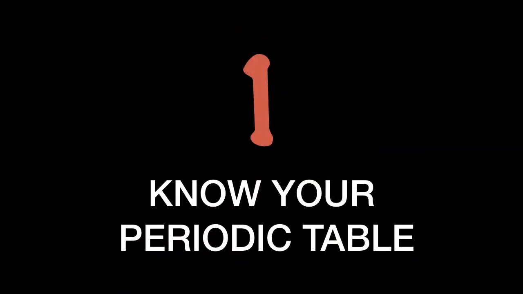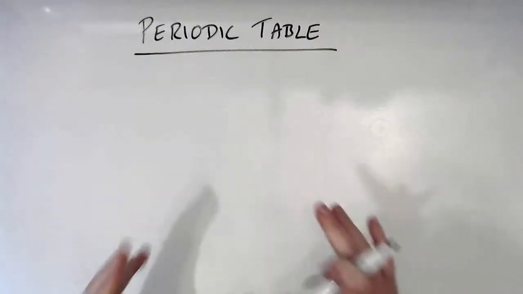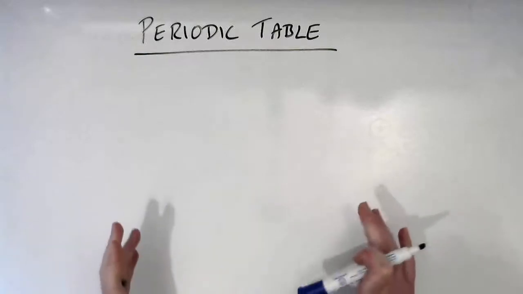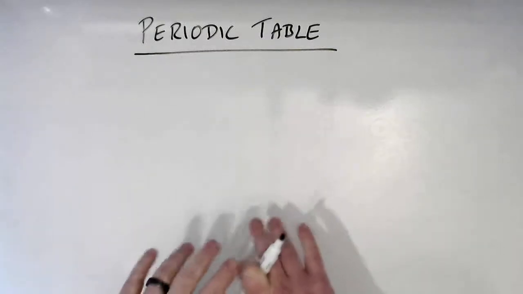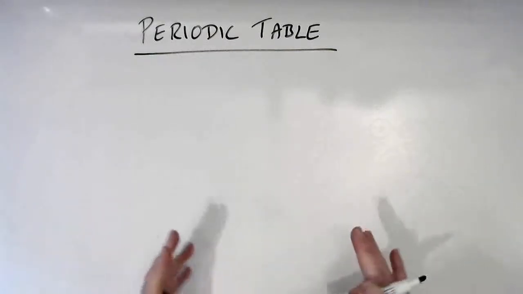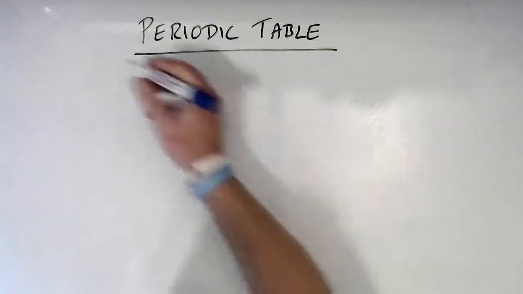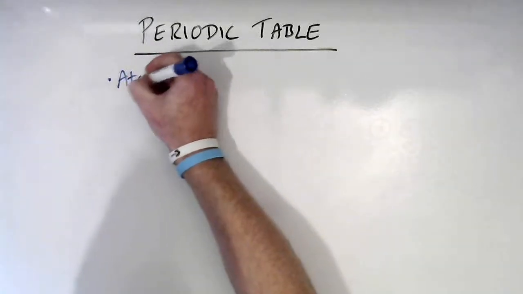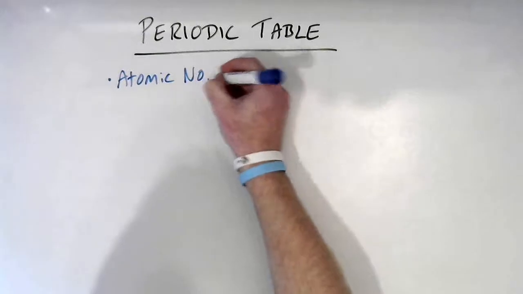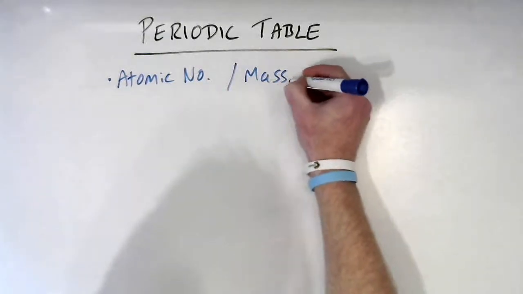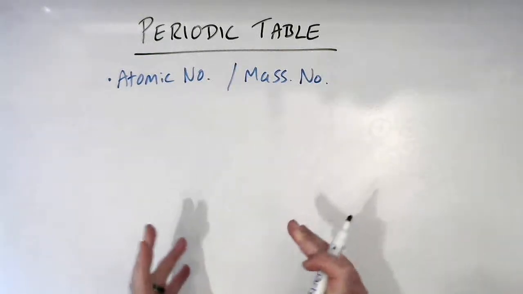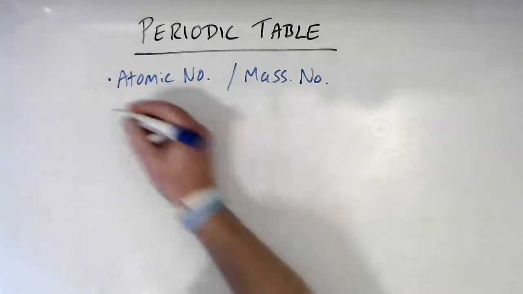Number 1, the periodic table. You've got to know your way around your periodic table. There are a number of things that you're going to be using as a second language, if you like, when you get to A-level chemistry. So make sure you know your definition of atomic number, as well as your mass number of the different elements. Know what they are and know what they mean.